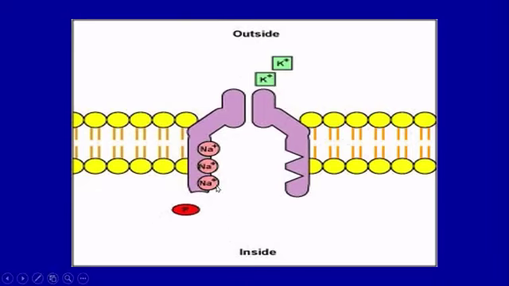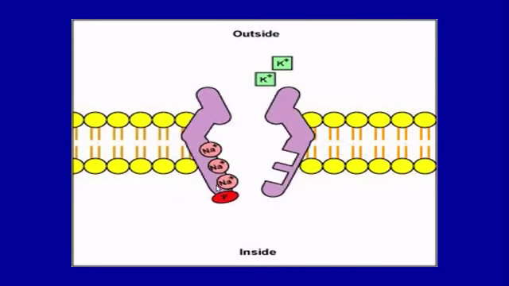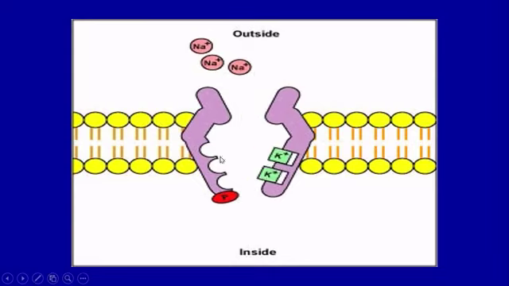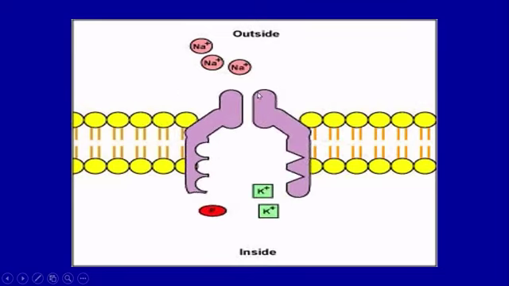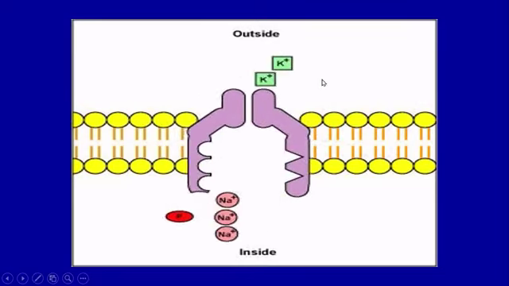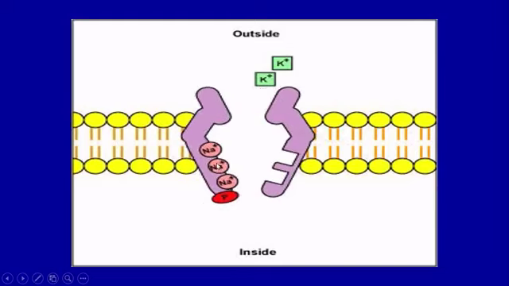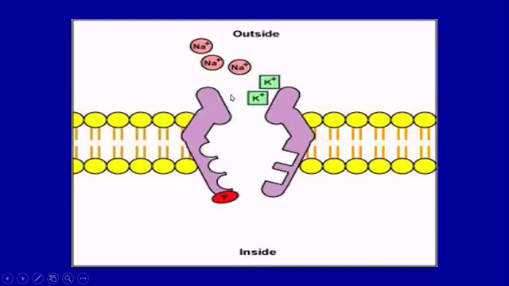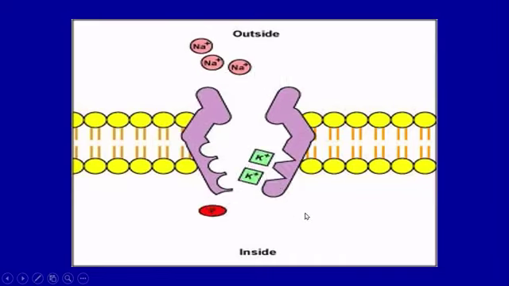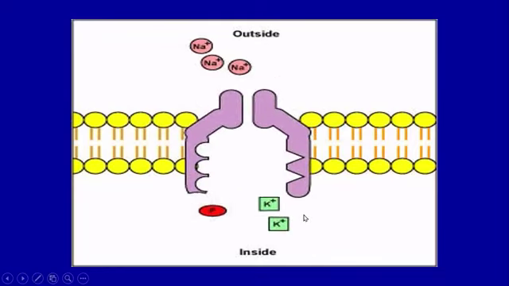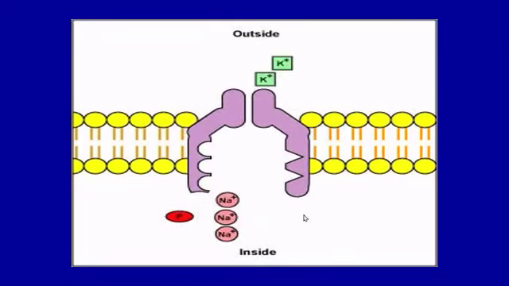Three sodium ions are attached to this channel, and these ions are taken out from the intracellular fluid to the extracellular fluid. And two potassium ions attach to this channel, and they are taken inside the cell. Here you can see that three sodium ions are being taken out of the intracellular fluid, and two potassium ions are brought inside the cell, into the intracellular fluid.